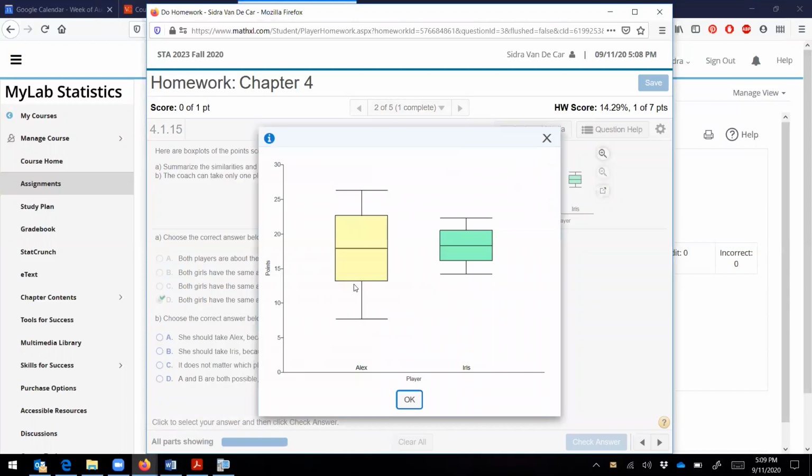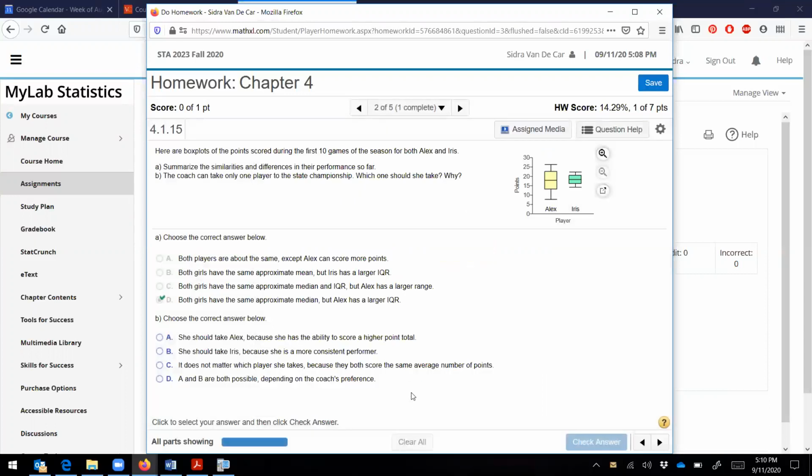All right, so if we look at this, notice if I take Alex to the state championship, it's possible she may outperform Iris by a lot, right? But it's also true that she may underperform Iris by a lot. Iris tends to have more consistent point plays, even if they're not sometimes as high as Alex. So I would be inclined to take Iris because she's a more consistent player.